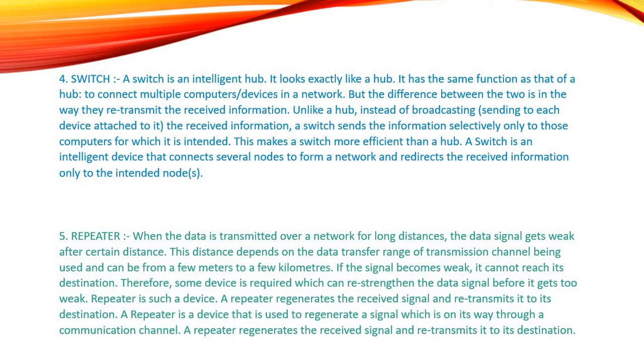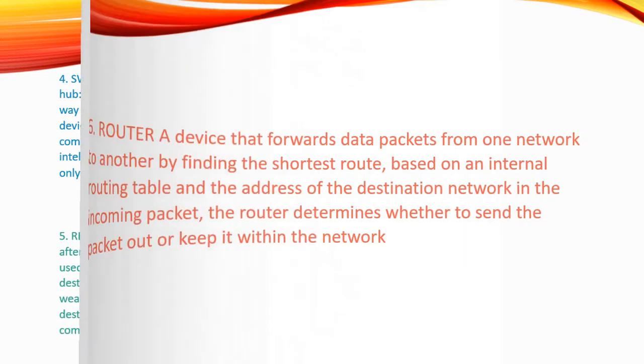So a repeater is a device that boosts the signal. The repeater regenerates the received signal and retransmits it to the destination. A repeater is a device basically used to regenerate the signal before it becomes too weak. So that is about the repeater.